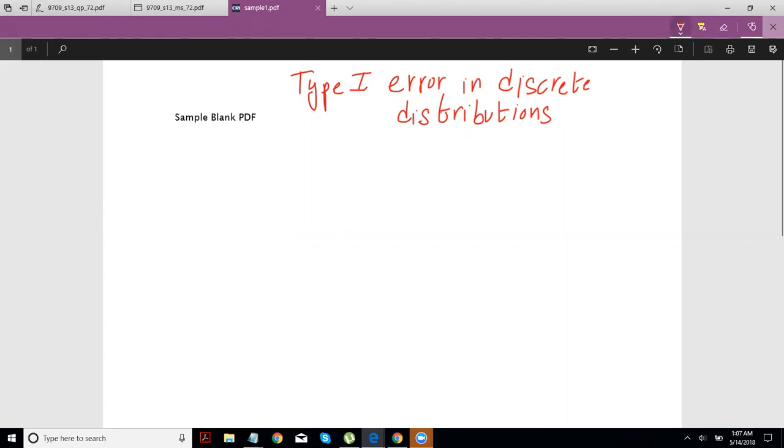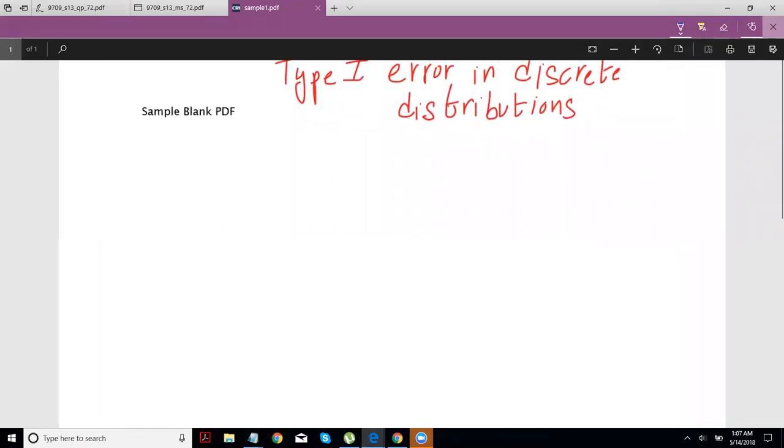Now, when you talk about type 1 errors, the basic idea, as you all know, is when you reject your null hypothesis, even though your null hypothesis was true. And the probability of doing that in a continuous distribution is very easy to calculate.